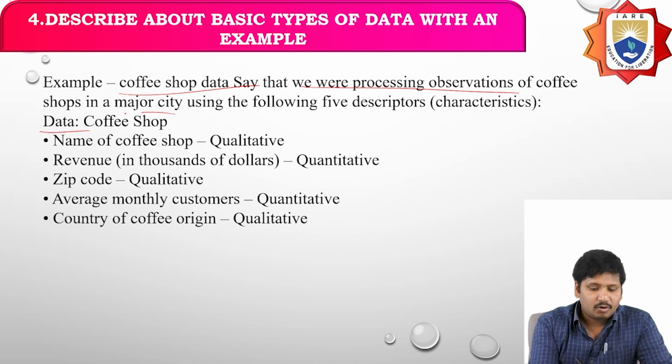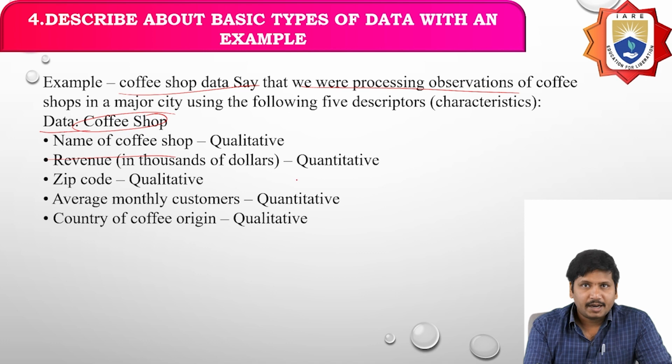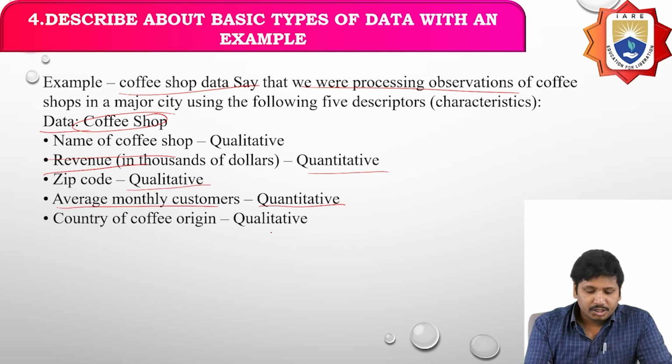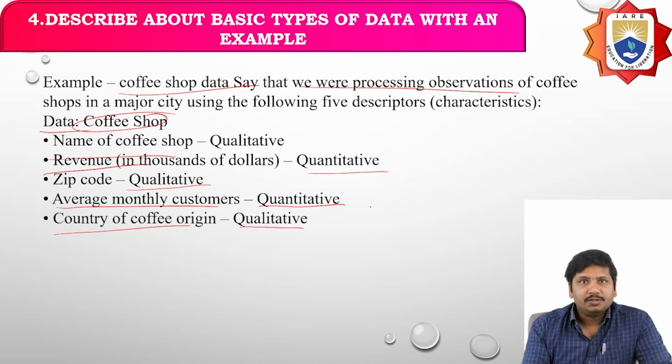And data, maybe coffee shop, and name of the coffee shop. What type of category should it be, whether it should be qualitative data or quantitative data? And revenue, it's thousands of dollars, that should be quantitative. And then zip code, it should be again qualitative. Average monthly customer, that should be quantitative, and country of origin, coffee origin, that should be qualitative.